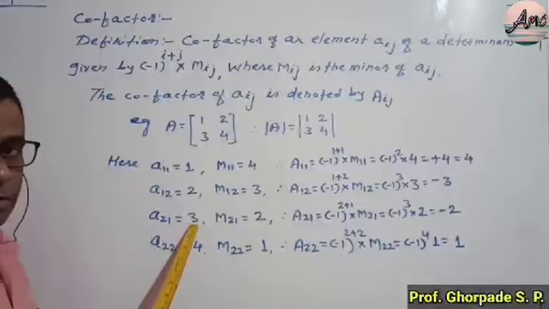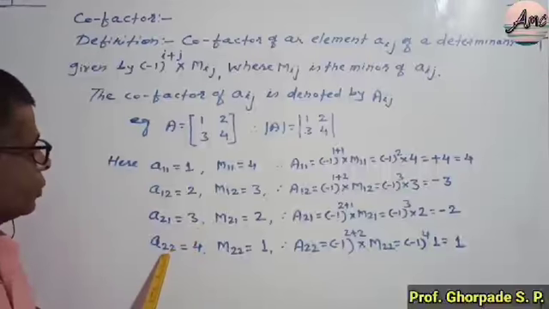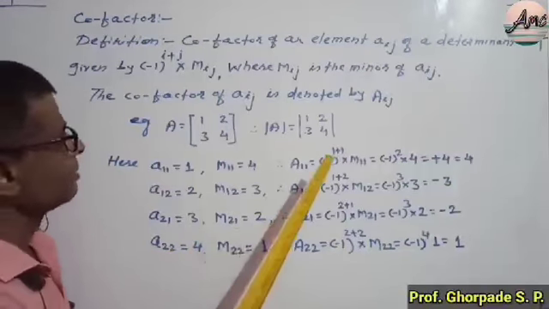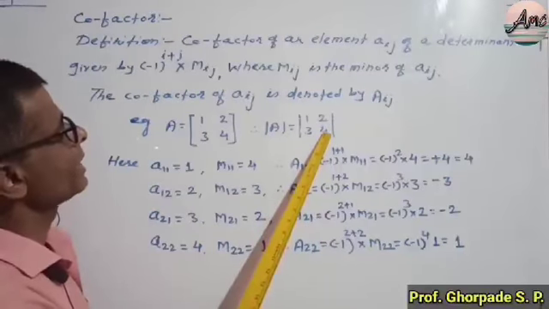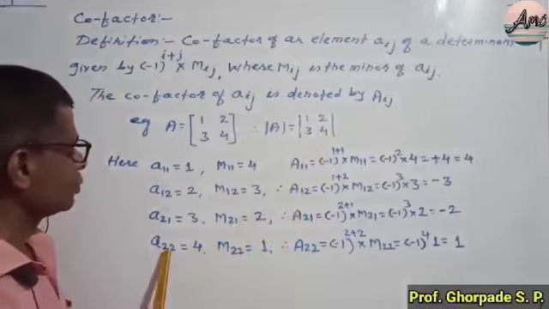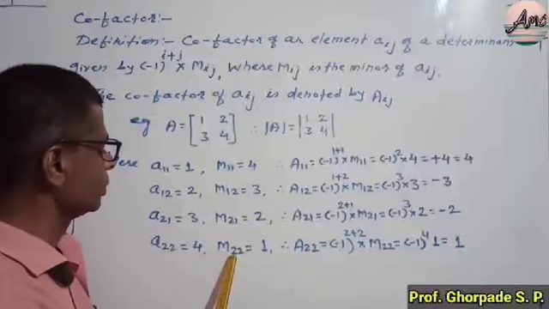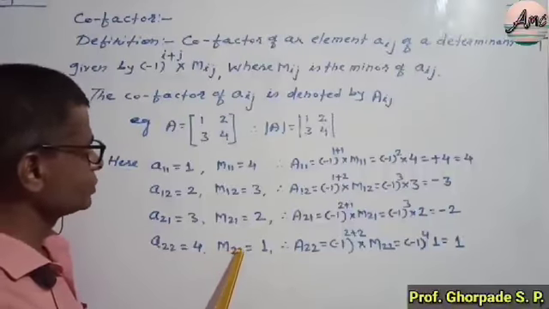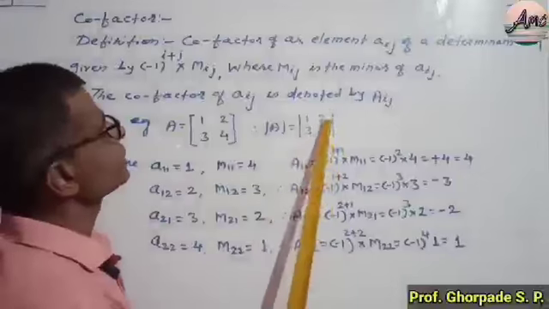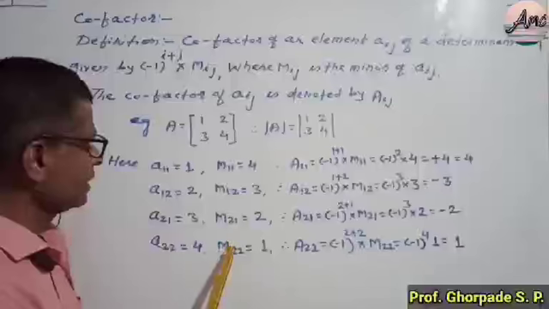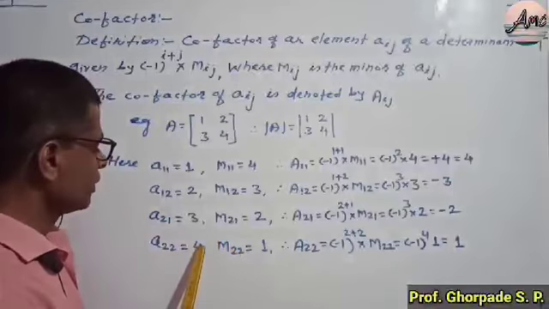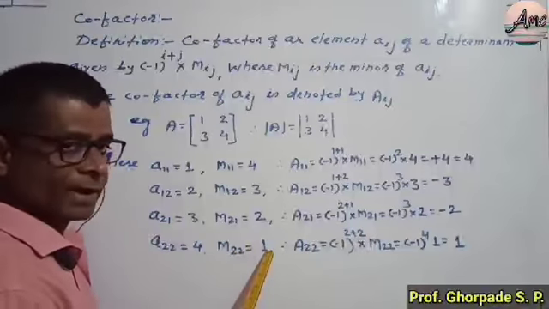Then A22, second row, second column. In the second row, second column, 4 is present. First we find the minor of this 4. The minor of A22 is denoted by M22, which is obtained by deleting the second row, second column. If we delete it, we will get 1. Then the minor of this 4 is 1. Then find out the cofactor.